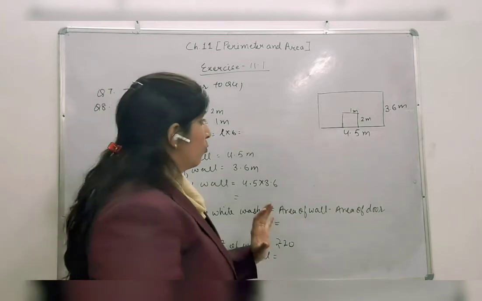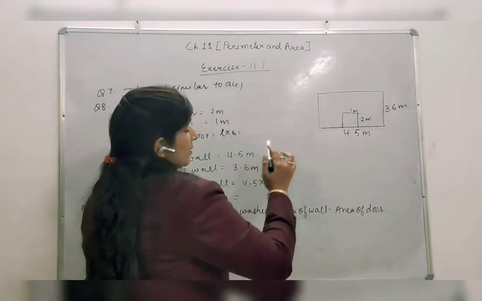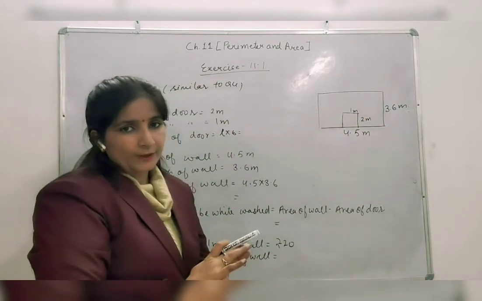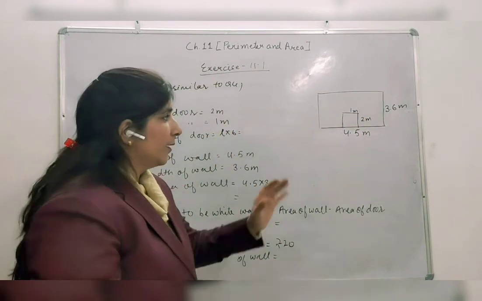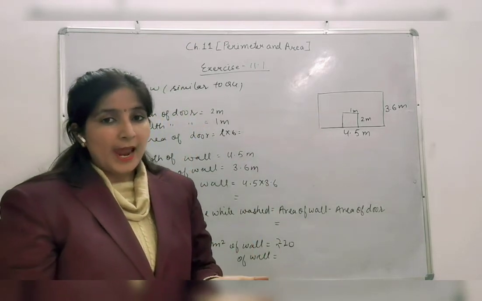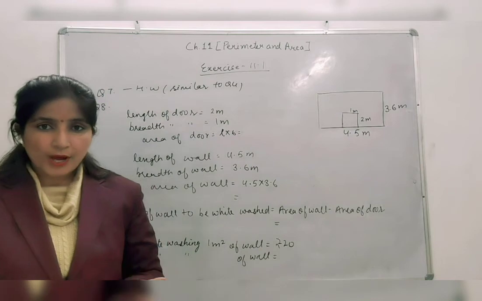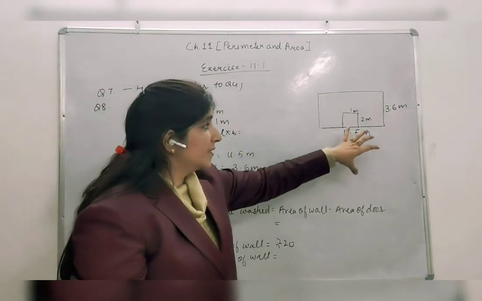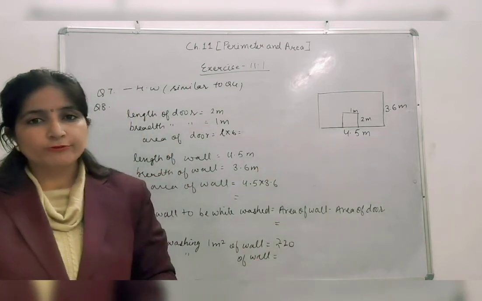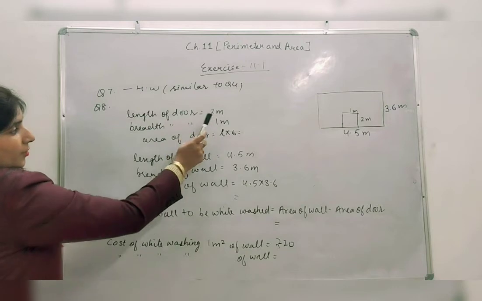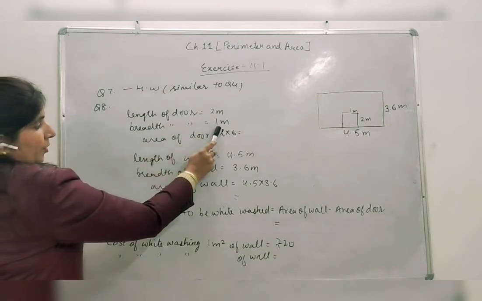Now what do we need to do? In this we have to do the whitewash of the wall only. We cannot do the whitewash on the door. So we need to find out the cost of whitewashing, and the cost of 1 meter square of whitewashing is given, and for the complete wall we need to find out the cost. So let us start. The length of the door is 2 meter, breadth of the door is 1 meter given.